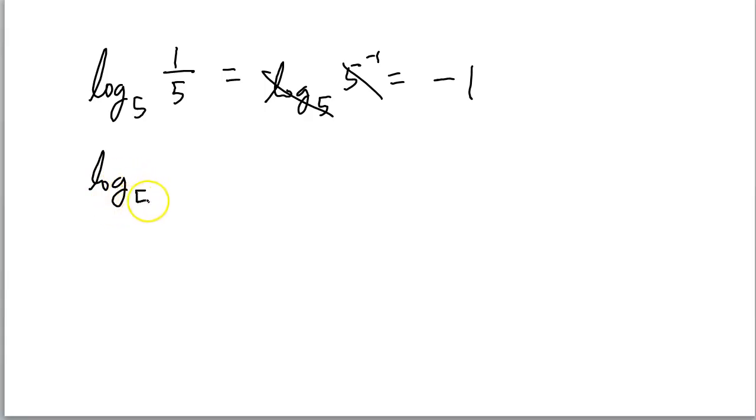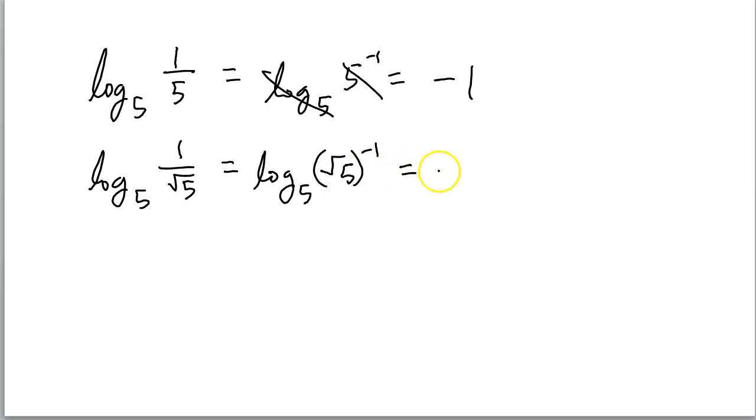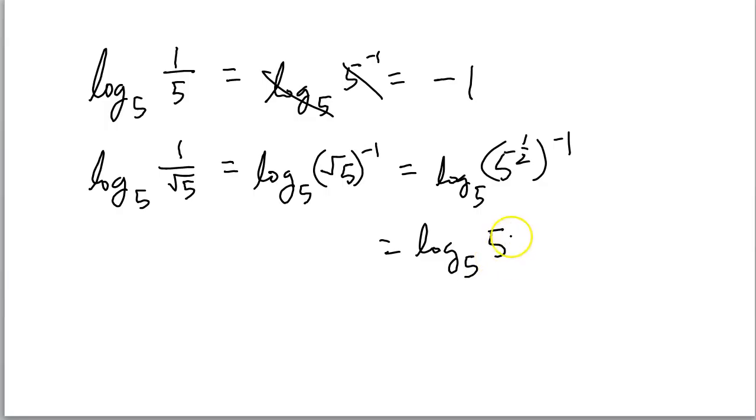How about log base 5 of 1 over square root of 5? That's like combining the two previous examples together. First you say reciprocal is -1 power, but then square root is same as 1/2 power, and then log base 5 of 5 to the -1 times 1/2, that's -1/2. And finally you can say this is equal to -1/2. Alright, that was a little tough, but we managed to do it.